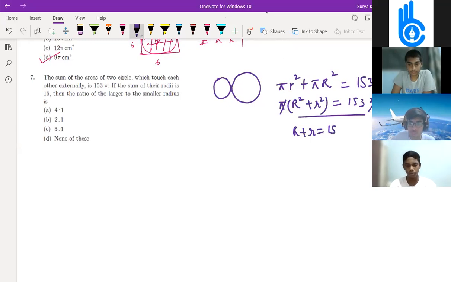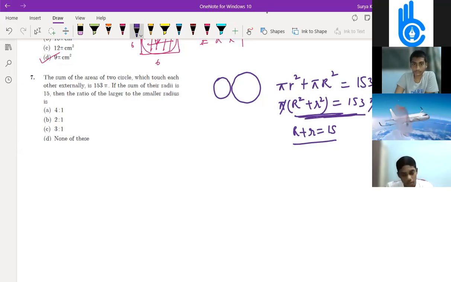The ratio of the larger to the smaller radius is what? So first you have to find this one. So how to find capital R and small r? How do you find it, Adarsh? Samarth, how to find this? Yes, sir. How did you get option A? Sir, I just remember the answer. But sir, I also know the process.